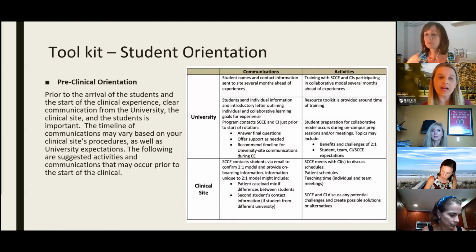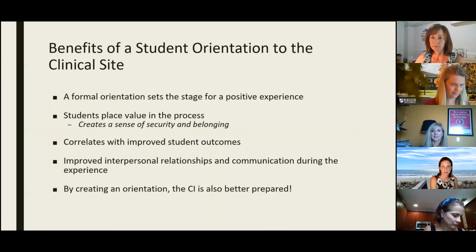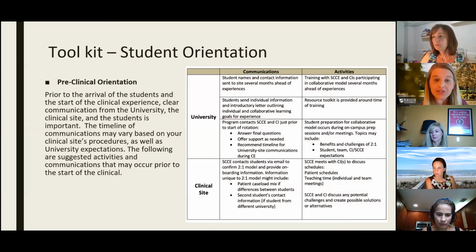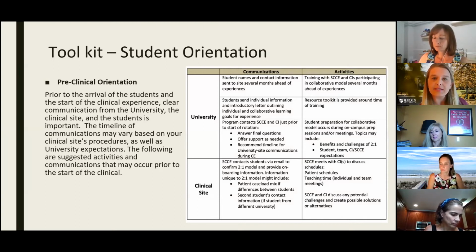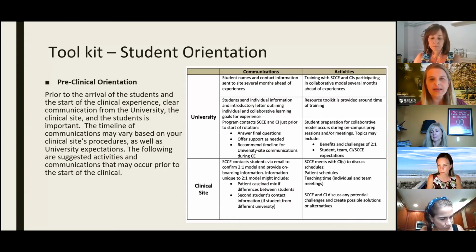So in our toolkit, we helped you with this. I believe it's on page 4, my apologies. You have a diagram here of a student's orientation. And in here it shows what the academic institution should be doing, talking to the students privately and together as a team, encouraging them to learn about each other, as well as orienting both the SCCE and the CI about this model, making sure that they have the toolkit and they feel prepared in this model. Speaking of both the benefits and the challenges of the model potentially helps all parties to feel prepared for this rotation.